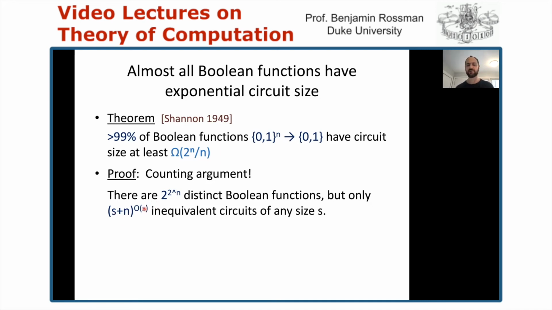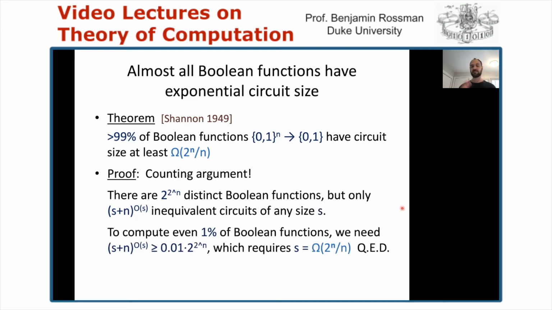And the reason for 2 here is because each AND or OR gate has wires to 2 different subcircuits. I won't give the details of that argument, but once we have this claim in hand, then the theorem follows immediately.